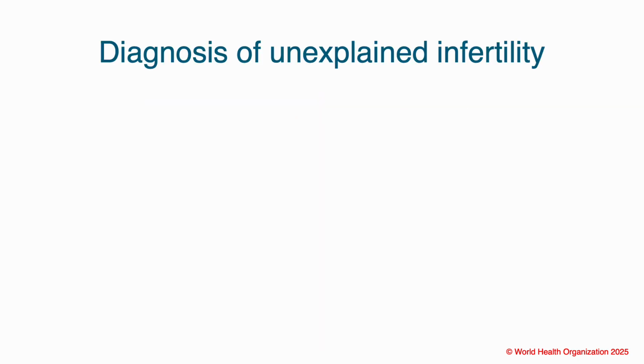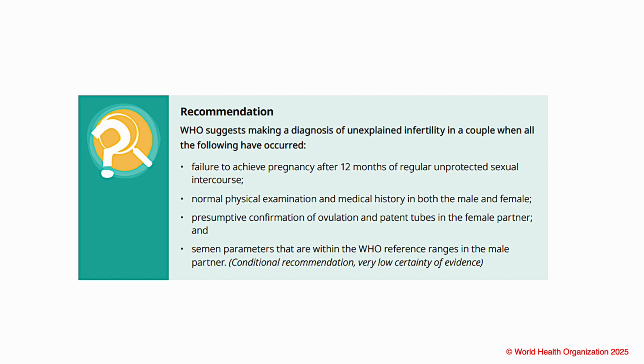Diagnosis of unexplained infertility. Failure to achieve pregnancy after 12 months of regular unprotected sexual intercourse, in presence of normal physical examination and medical history in both male and female, when ovulation has been confirmed, the tubes are patent in the female partner, and semen parameters are within WHO reference range in the male partner.